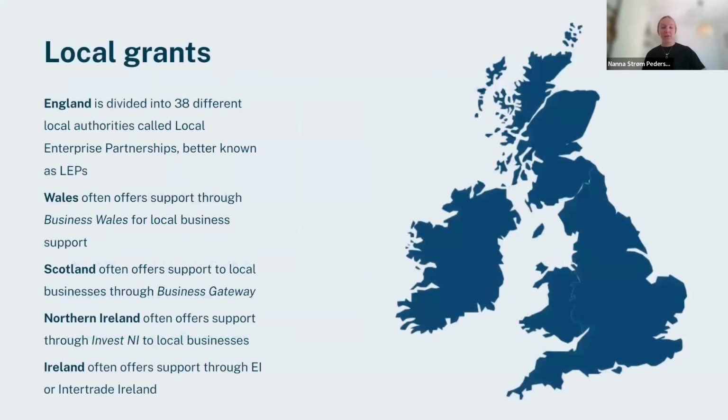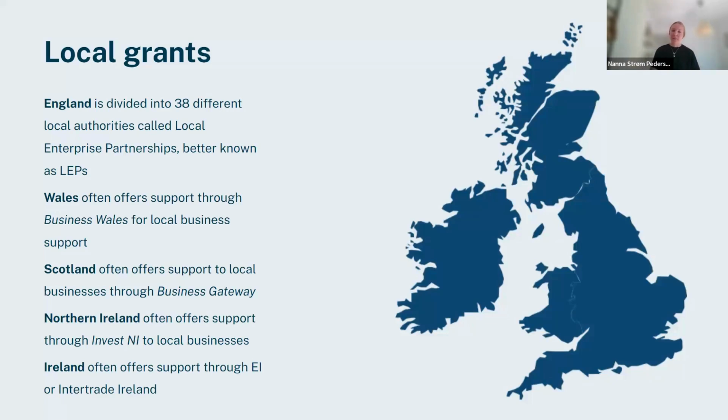On the local grant side of things, this is the majority of what we will be looking at. Within England, we look at the LEPs, the local enterprise partnerships. There are about 38 of these. It changes a bit throughout every year, but that is the main pot of funds. So the best option for an English business is to go to their local enterprise partnership or growth hub and see what is available in their area.